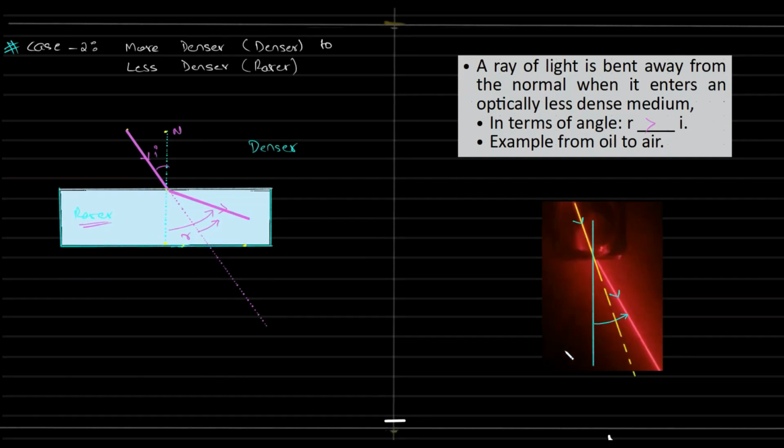The third thing which you have to notice: when it moves from denser to rarer, like oil to air, optically denser to optically rarer, it will bend away from the normal. It is much freer to move. So it will bend away from the normal. That's how you can remember.